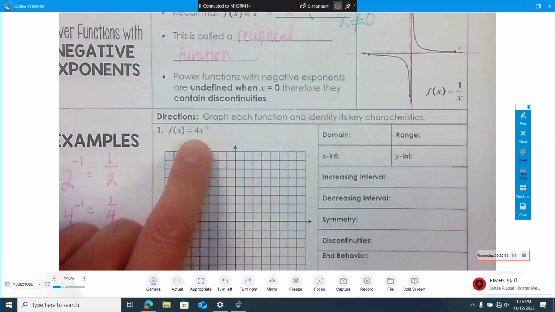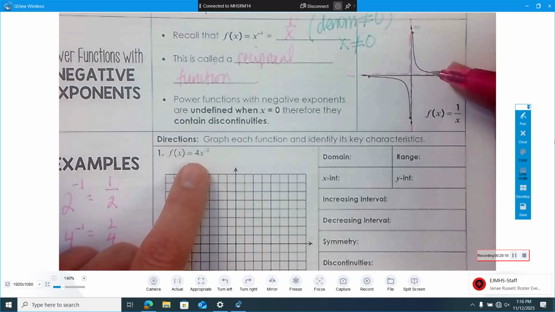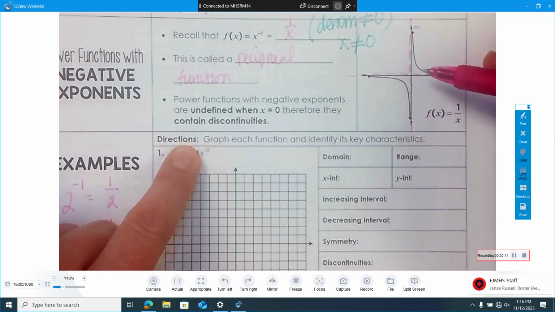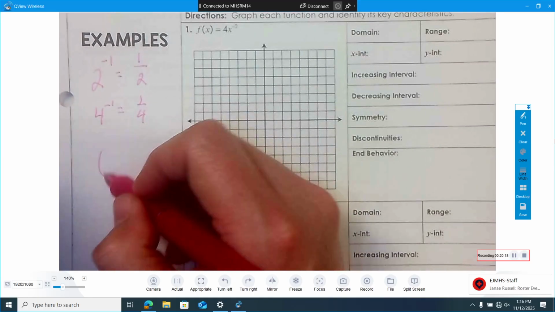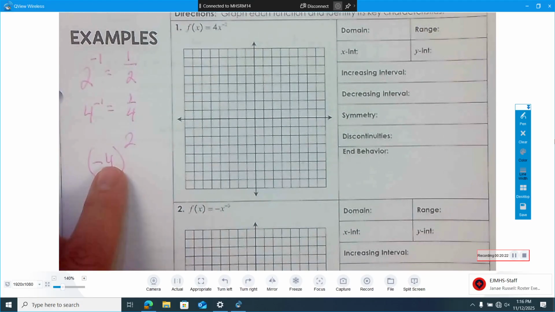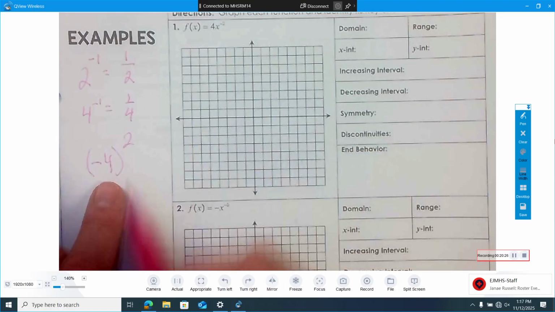So what's happening here, this is the stuff I absolutely love about functions. We're taking this reciprocal function and essentially squaring it. And if you take a number like -4 and you square it, what happens? Well, what is -4 quantity squared?